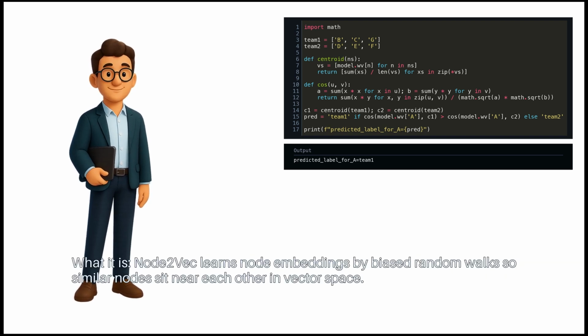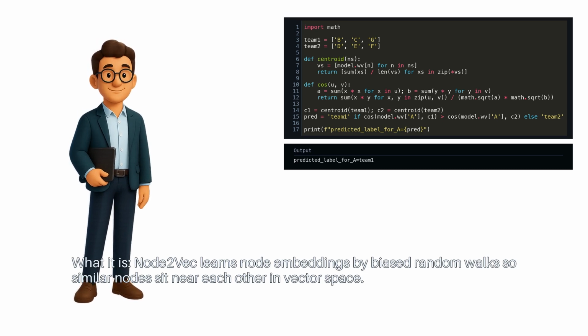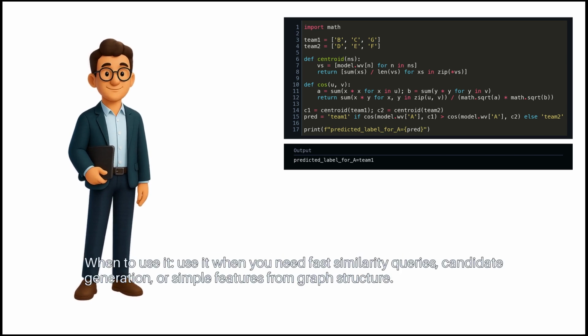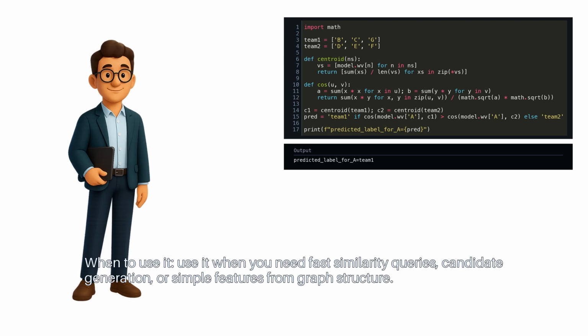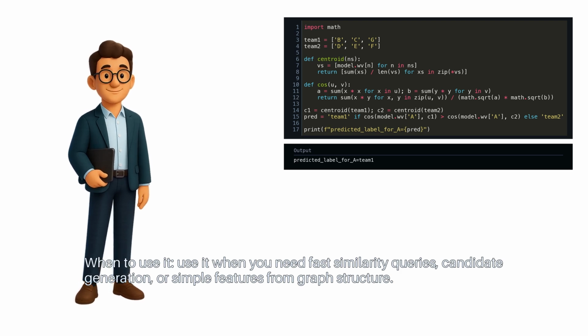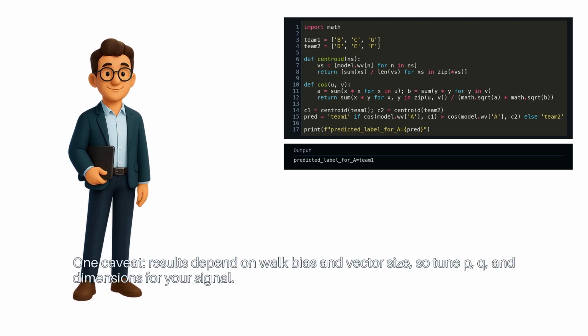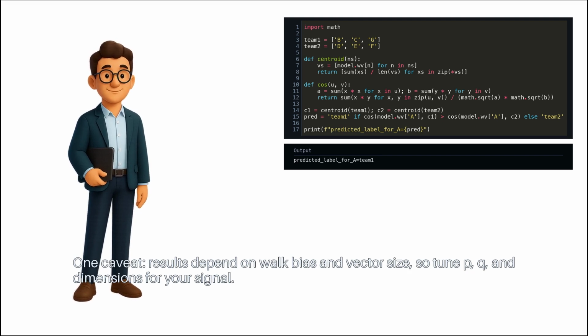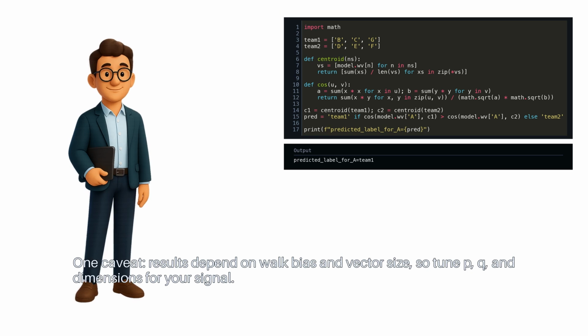Recap. What it is: Node2Vec learns node embeddings by biased random walks, so similar nodes sit near each other in vector space. When to use it? Use it when you need fast similarity queries, candidate generation, or simple features from graph structure. One caveat. Results depend on walk bias and vector size, so tune P, Q, and dimensions for your signal.